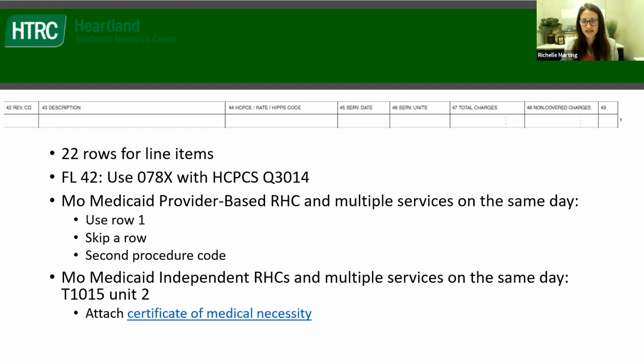Oh, one other thing I wanted to add here. In the description field right here, 43, if you are an independent rural health clinic billing Missouri Medicaid, the description here is going to say rural health clinic visit. So they have a very specific item they want there.